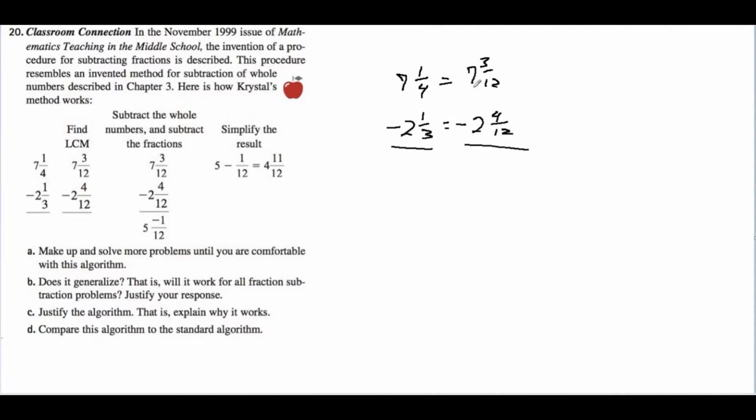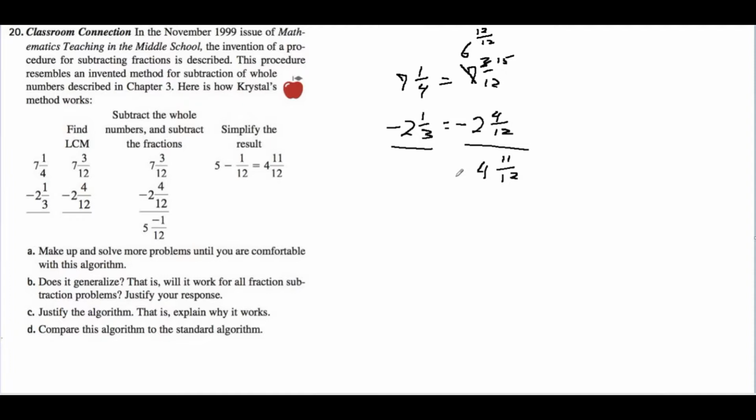And what we would say is, well, you can't take 4 from 3, so you had to borrow. So you would borrow from the 7 and make that a 6, but what you borrowed really was 12/12, because that's what 1 was. So 12/12 plus 3/12 became 15/12. Then you take 15 minus 4 and get 11/12. 6 minus 2 is 4.